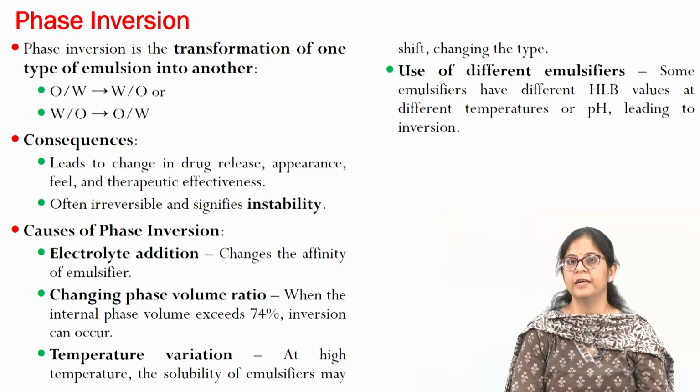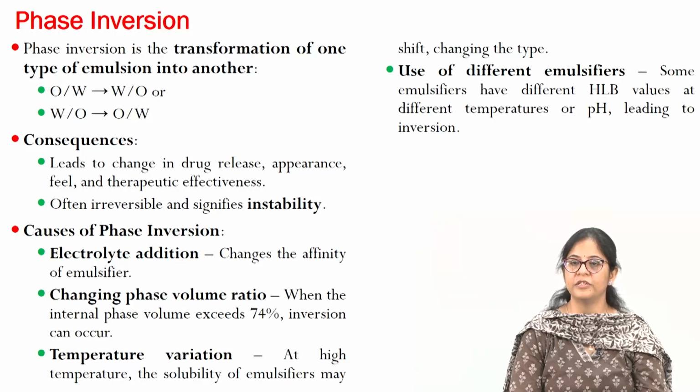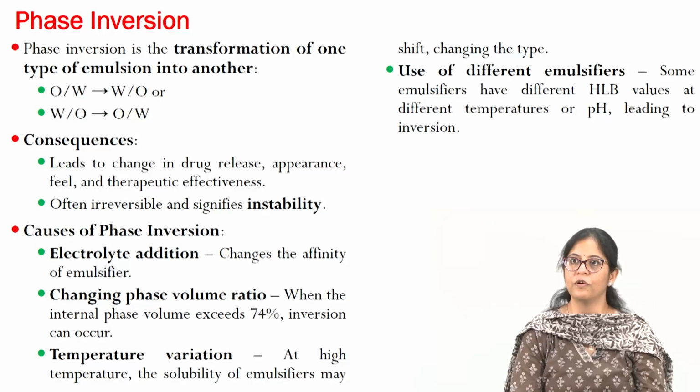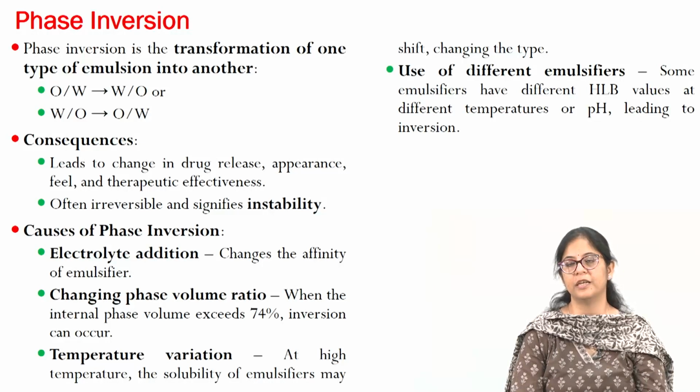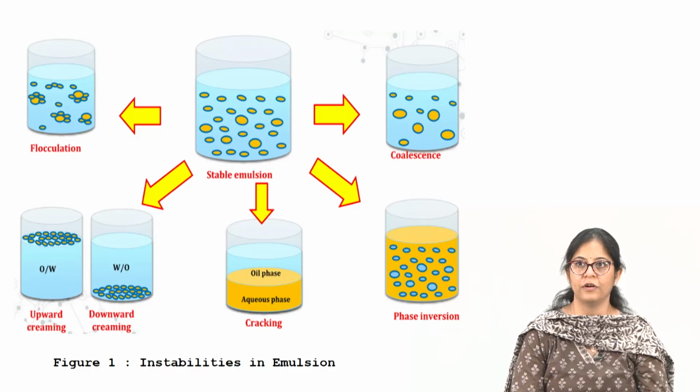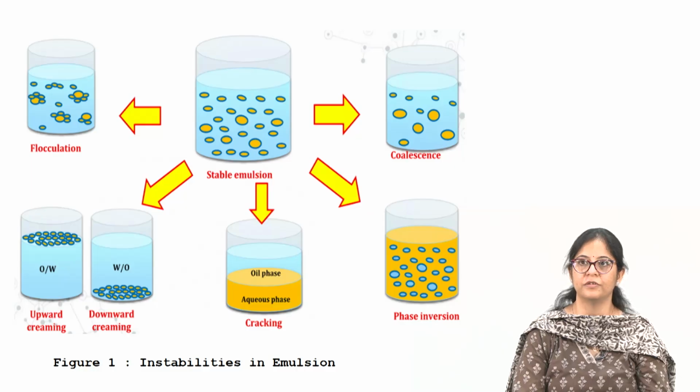The causes could be the addition of electrolyte which changes the affinity of the emulsifier, changing the phase volume ratio. When the internal phase volume exceeds 74%, inversion can occur. At higher temperature, the solubility of emulsifiers may shift, changing the type. Also, use of emulsifiers which have different HLB values at different pH or temperature can lead to phase inversion. So these are the pictorial representation of flocculation, coalescence, upward and downward creaming, cracking and phase inversion.